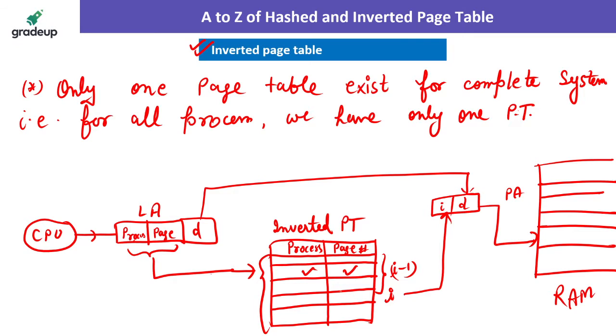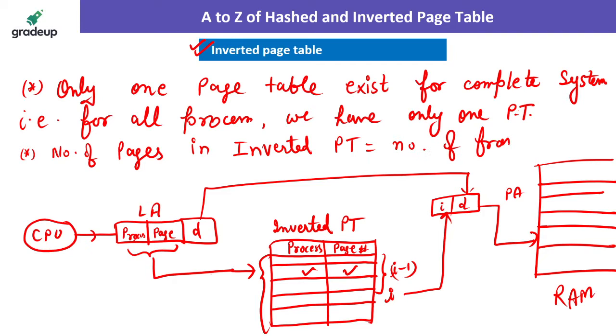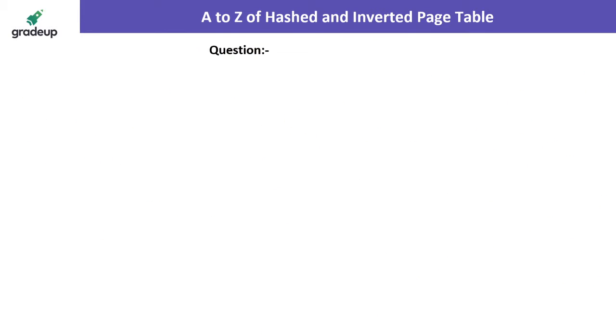If we take an example, then it would be clear. Please remember one more point: the number of pages in the inverted page table is equal to the number of frames. So as many frames as there are, normally that many pages we have in the inverted page table, right? So here I am taking one question.